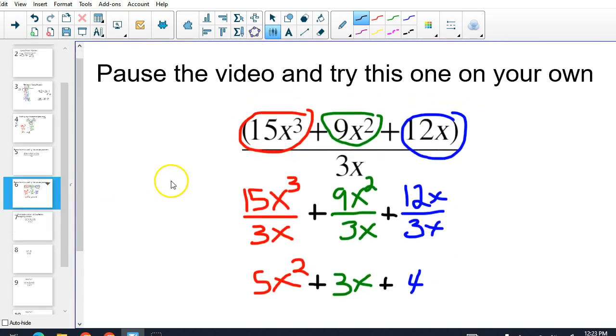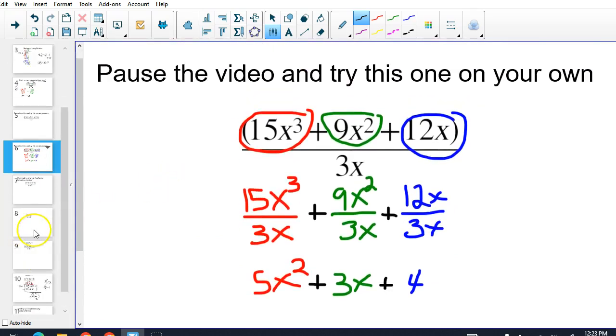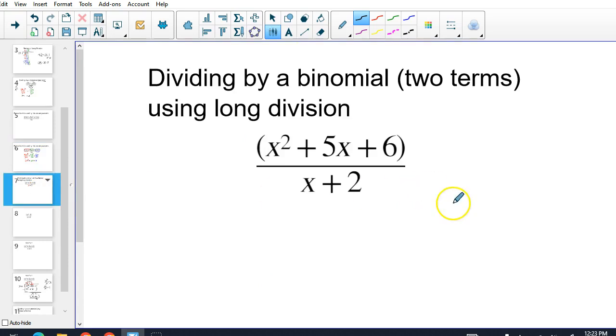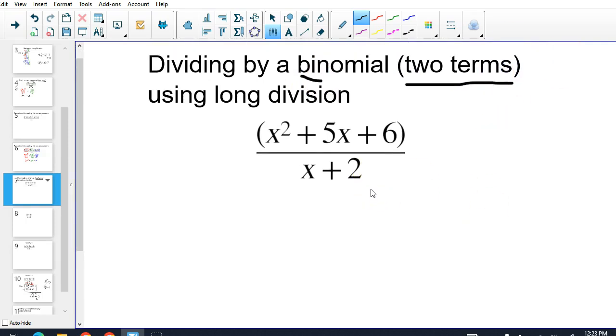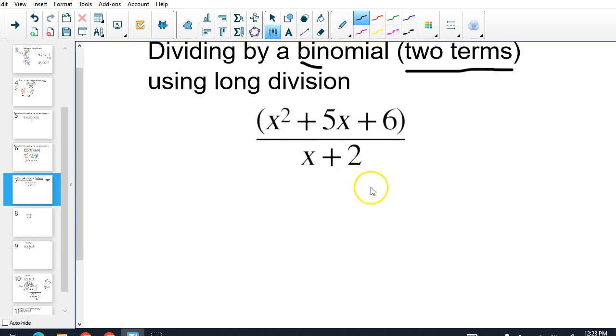All right, now is when we start to get a little bit more interesting into new stuff. So we're going to look to divide by a binomial. So binomial means bi, like a bicycle, is 2 terms. It's something you've probably already heard a good amount in math, but you're going to hear a lot more. So this is where we're going to start using long division.